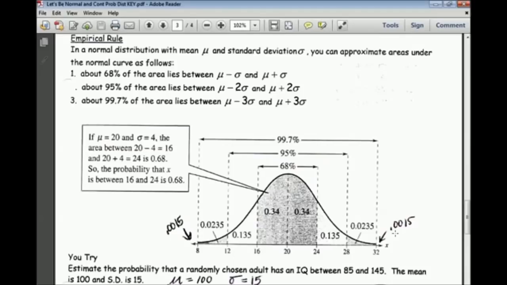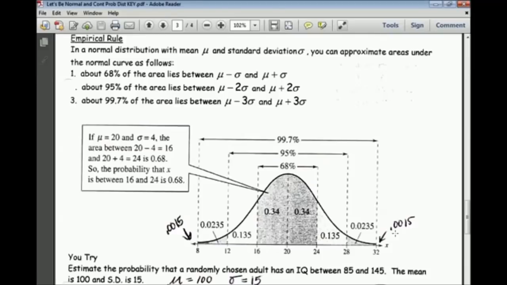95 minus 68 divided by 2. Excellent. You're right on the money, Brian. So to get these two areas, we would do 95 minus the 68 divided by 2. And then to get between 2 and 3 standard deviations, we would do 99.7 minus the 95 divided by 2.